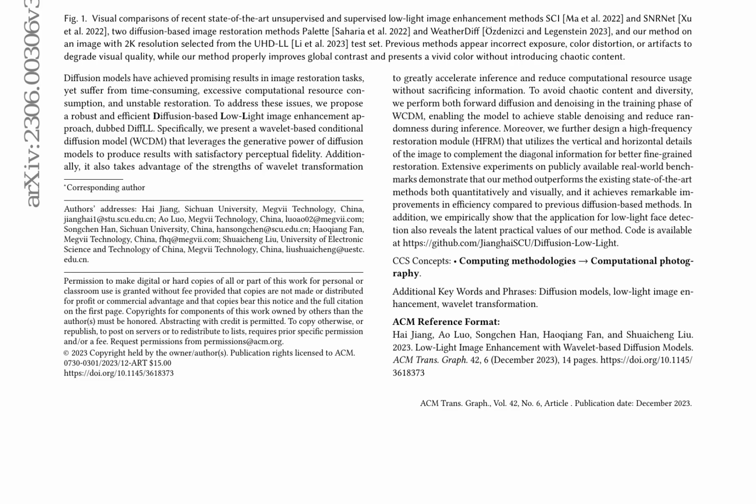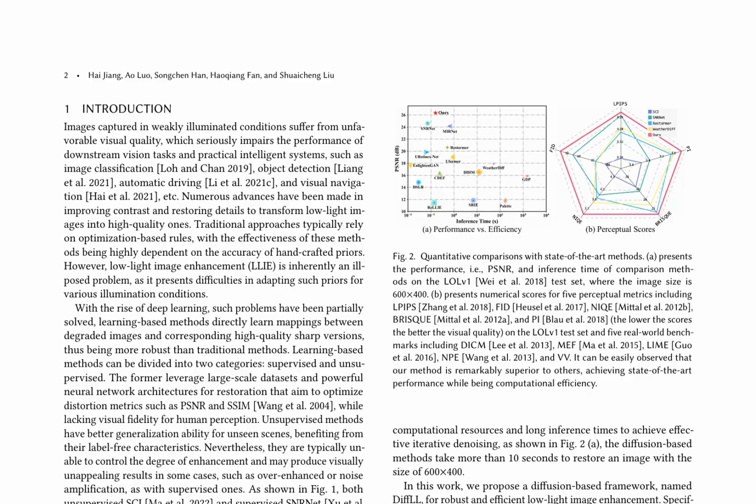The model is trained with both forward diffusion and denoising processes, enabling stable sampling during inference and preventing content diversity. A high-frequency restoration module, HFRM, is also designed to reconstruct local details by utilizing vertical and horizontal information to complement diagonal details. Experimental results demonstrate that the proposed method outperforms existing state-of-the-art methods, both quantitatively and visually.